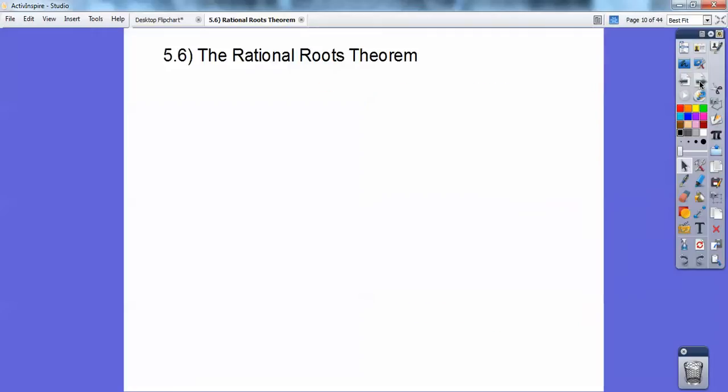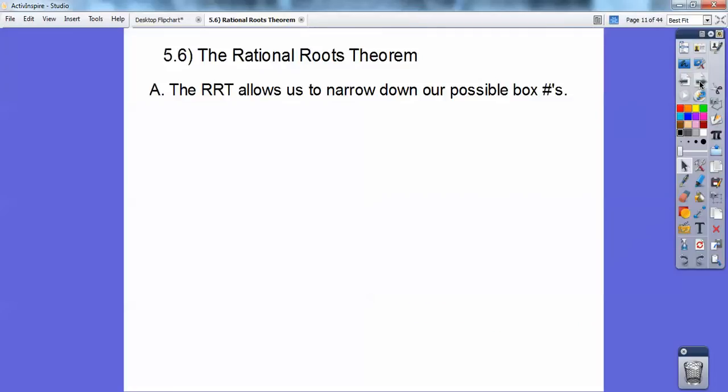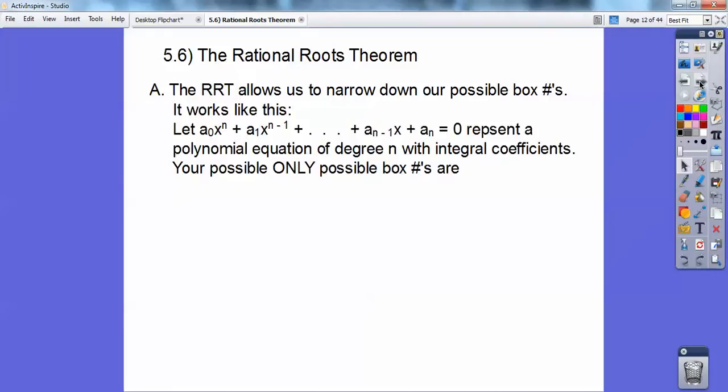All right, so the Rational Roots Theorem works like this. Now, it's going to look really confusing, but don't let it be too confusing. I'll unwind it for you in just a second. So given this polynomial equation, this could be like 5x to the 7th plus 2/3 x to the 6th and so on, plus some constant equals 0. So it just represents a polynomial equation.